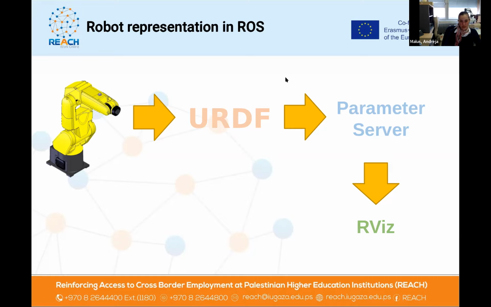So this description is then loaded to the parameter server. URDF is a file format which is saved somewhere in the file system. After you load the contents of the URDF file, the contents go to the parameter server, which is able to serve this data to any other process that needs the description of the robot. For example, you can visualize the shape of the robot using the RViz tool, which is a tool used for visualization in ROS.